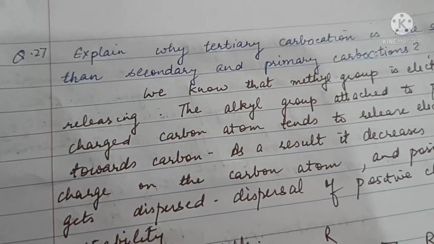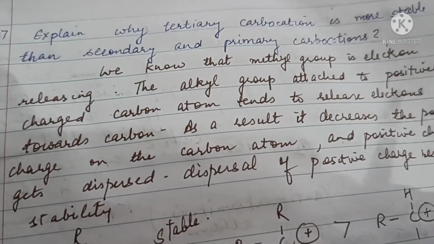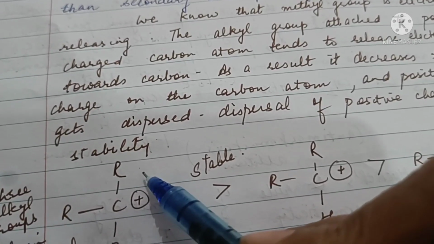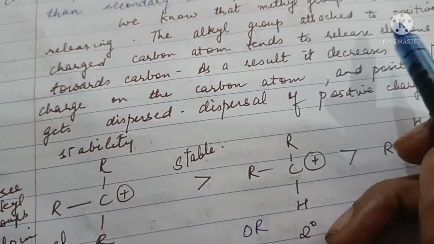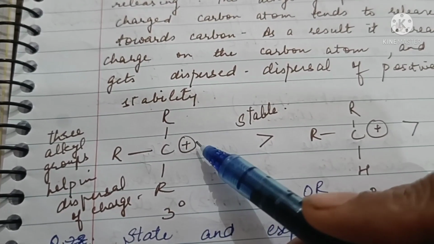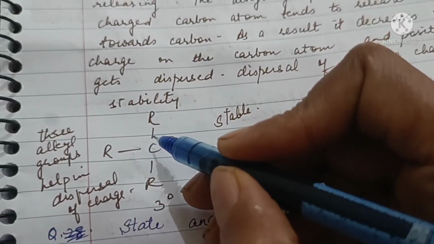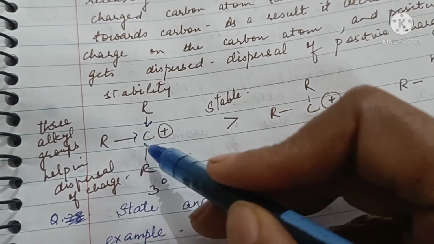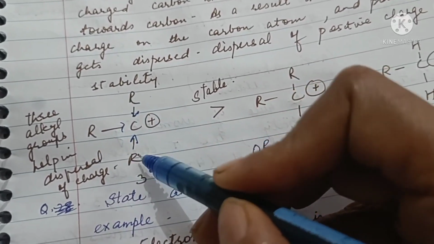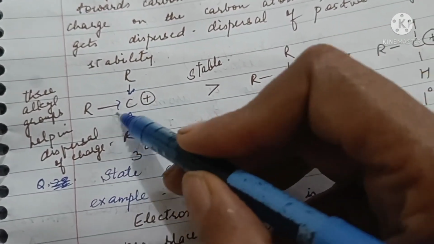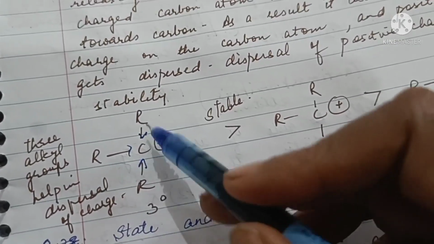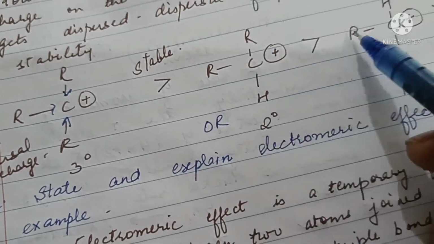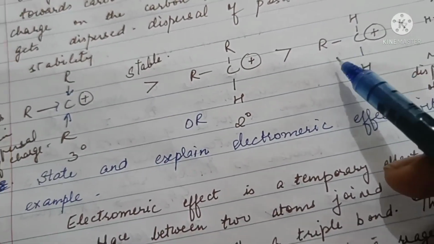Explain why tertiary carbocation is more stable than secondary and primary carbocation. We know that an alkyl group is electron releasing in nature. The alkyl group attached to a positively charged carbocation will tend to disperse the positive charge. So in a tertiary carbocation, there are 3 electron releasing groups which are dispersing the positive charge. So this will be most stable. More dispersal means more stability. In comparison to secondary, which has only 2 electron releasing groups, in comparison to primary, which has only 1 electron releasing group.